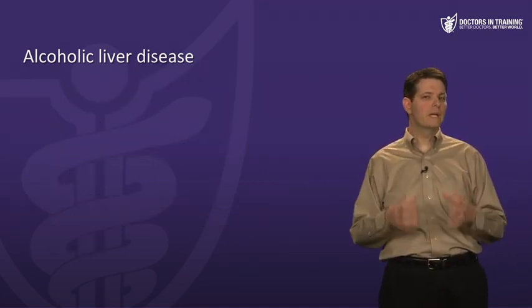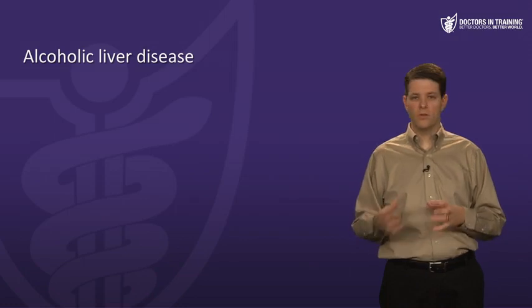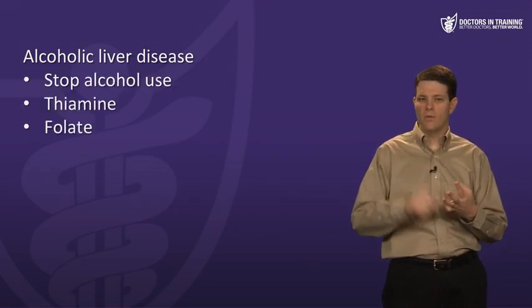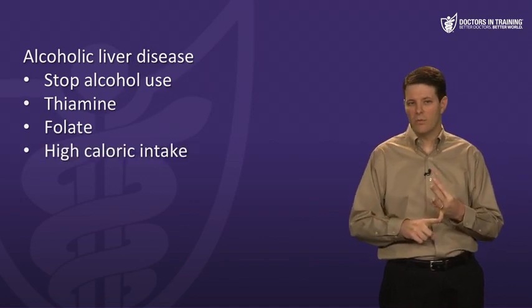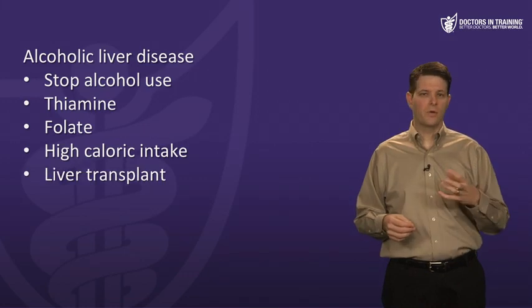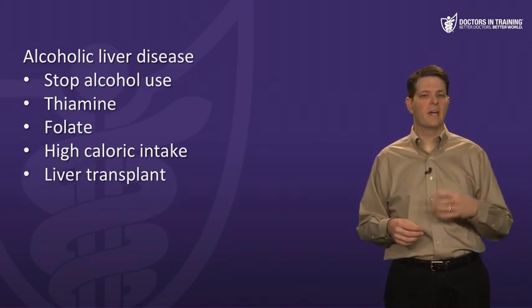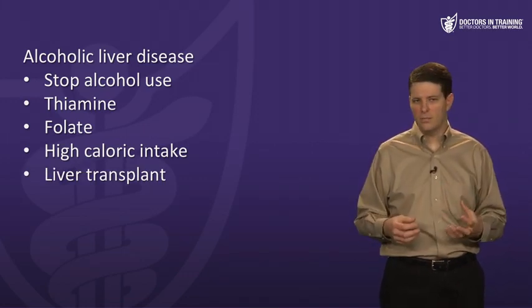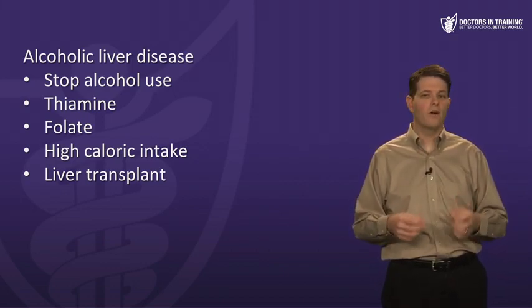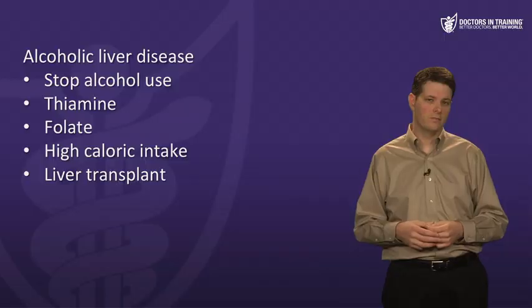Now, how do we treat alcoholic liver disease? First and foremost, the patient needs to stop alcohol use. Thiamine, folate, and high caloric intake are also important, mainly to deal with the effects of the alcohol abuse, not so much for the liver. And then liver transplant is a consideration in patients who are able to stay off of alcohol. Now, how long does the patient need to be off alcohol before he or she is eligible for a liver transplant? You need to be off alcohol for at least 6 months.